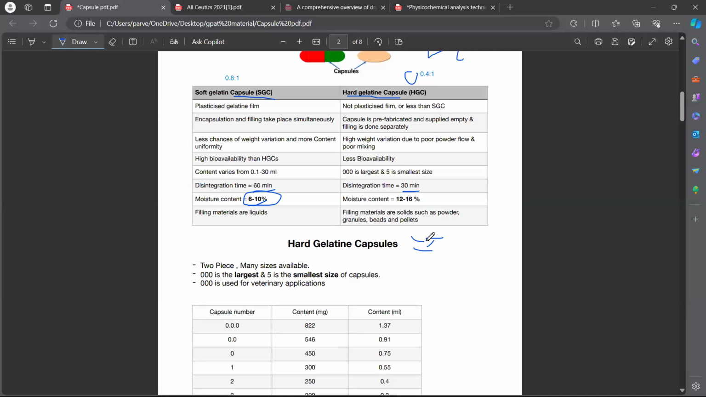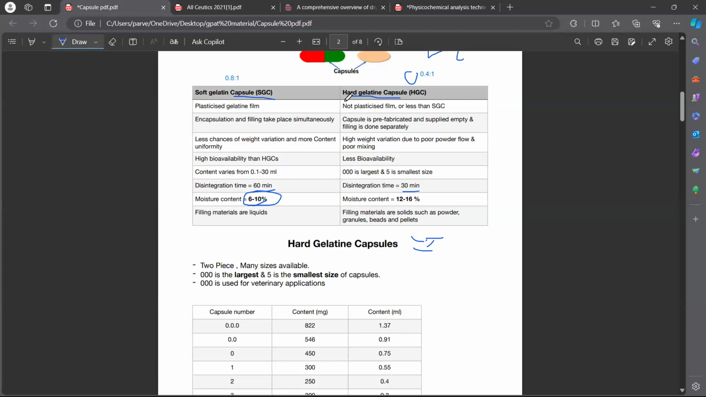So generally, tell me, guys, which of the following capsules has the highest bloom strength? Does the soft gelatin capsule have more bloom strength or the hard gelatin capsule? Come on guys, it's a revision for you. Yeah, the hard gelatin capsule has more bloom strength.